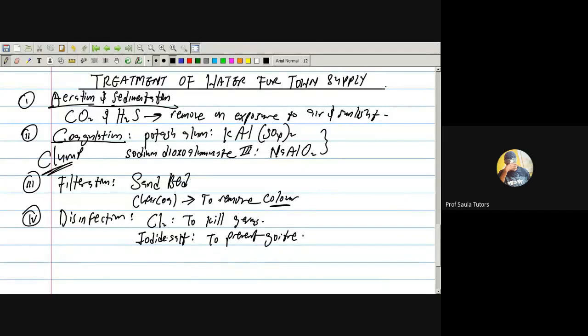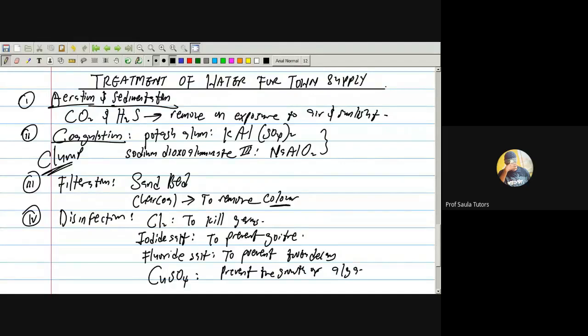So also, fluoride salt is added to prevent tooth decay. This one you see in your toothpaste very well. And what is being added again? CuSO4 is being added to prevent the growth of algae.